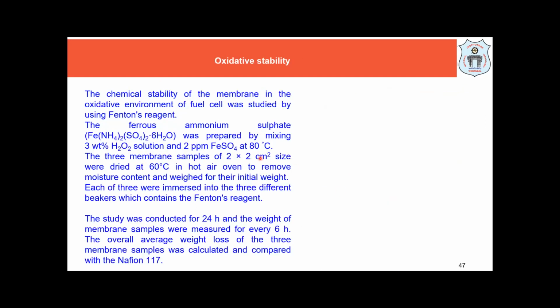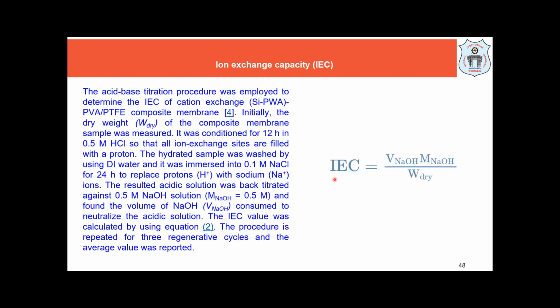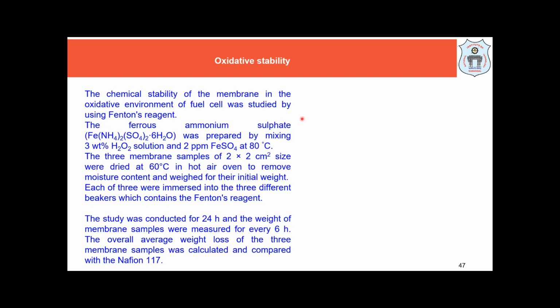There is another thing, which is how stable it is to oxidation. So what is the chemical stability of the membrane, right? The chemical stability of the membrane in the oxidative environment of the fuel cell can be studied using Fenton's reagent. In this, a ferrous ammonium sulfate solution will be prepared by mixing it with some hydrogen peroxide solution, with some ppm of ferrous sulfate also added, and mixing it at 80 degrees Celsius. Then they dip 3 membrane samples, which are dried first in a hot air oven because we want to remove the moisture content in it.